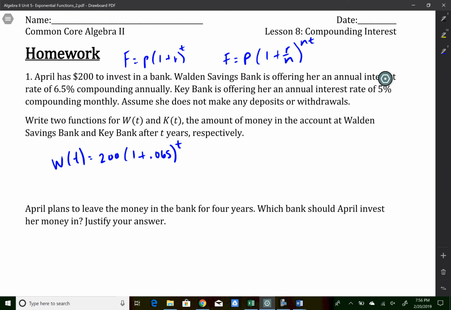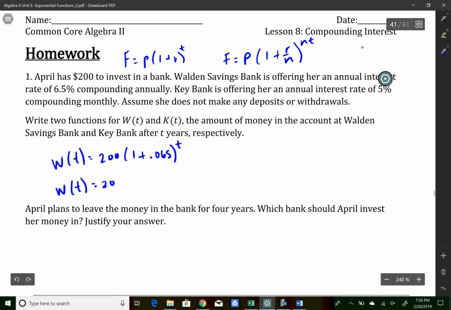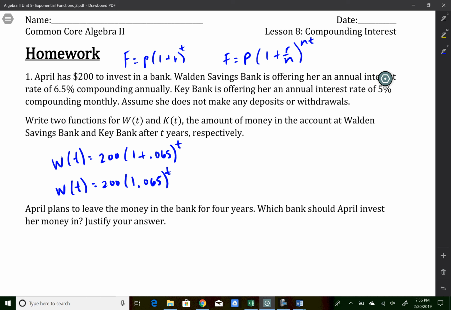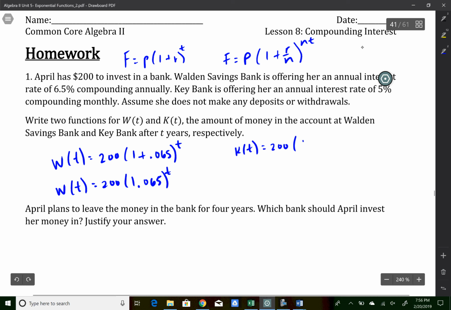Now, I want to clean that up a little bit. I don't like to have the parenthesis have a sum in it. If I can add or subtract something, I want to do that. So we have our number here for the W of T function. For the KeyBank function, K of T, I'm also going to have $200 as my principal, times 1 plus, now this rate's different, it's a lower rate, 0.05, and it says compounded monthly, so that's 12 times a year, all to the 12t.